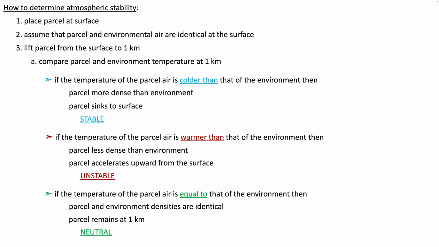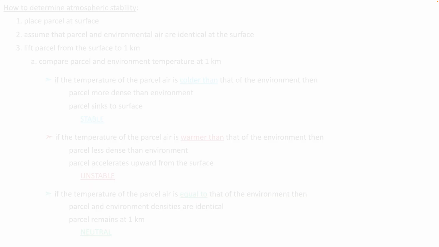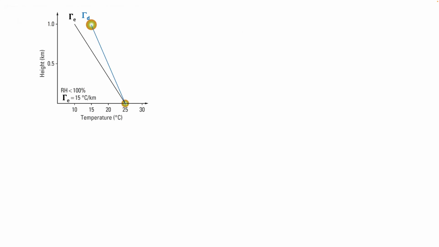I want you to learn and remember this slide. It's an important slide. Okay, so let's move back to our examples. So we're going to go back to our environmental lapse rate of 15 degrees Celsius per kilometer. So what I'm going to do is I'm going to again draw a height temperature diagram, or a temperature height diagram. Here's our environmental lapse rate of 15 degrees Celsius per kilometer.